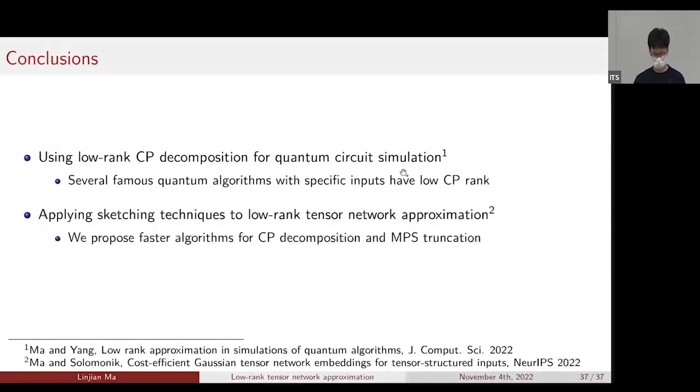Yeah, and here I'll summarize my talk. I talked about two parts. The first one is using CP decomposition for the quantum circuit simulation, and also how we can apply randomized sketching techniques to the low rank approximation. And thank you. Now I'm happy to take questions.